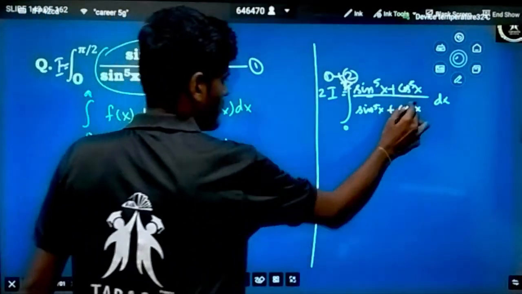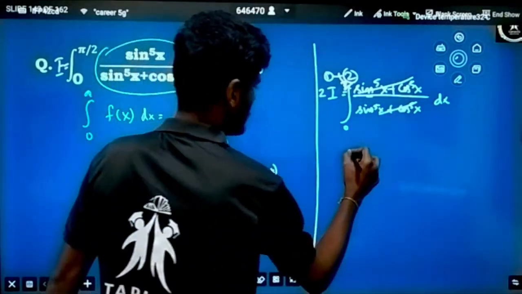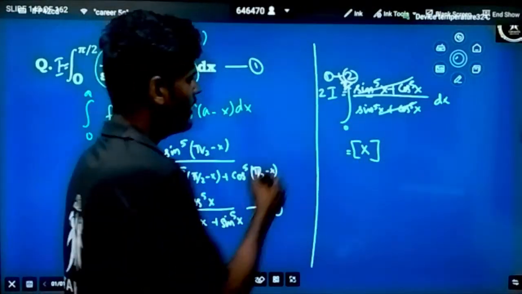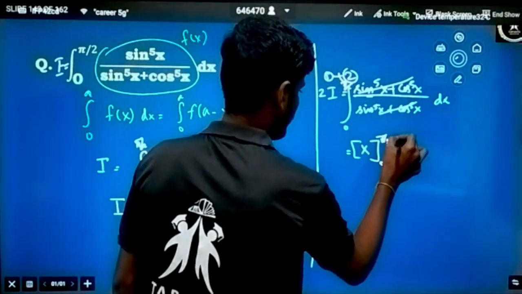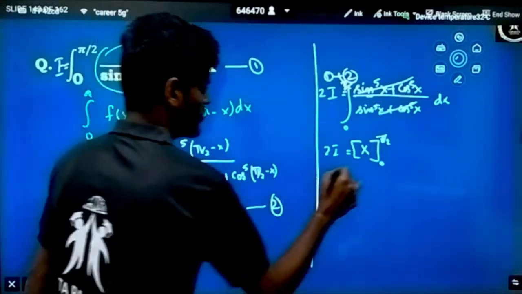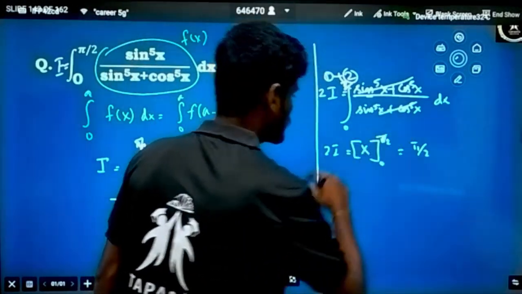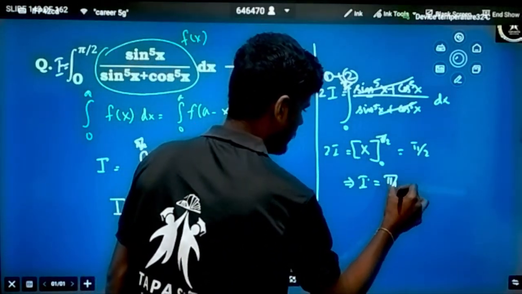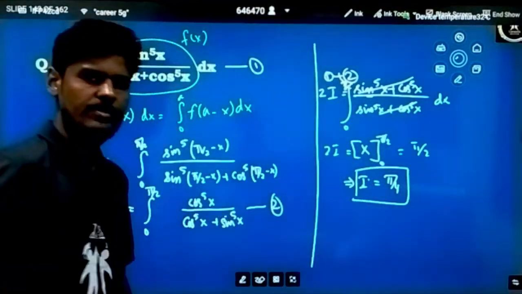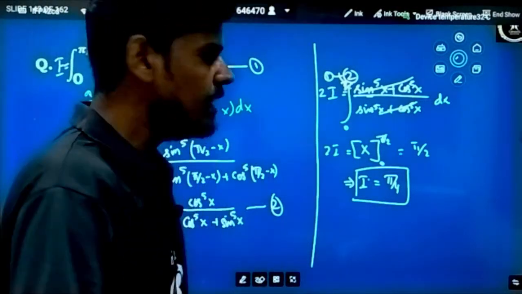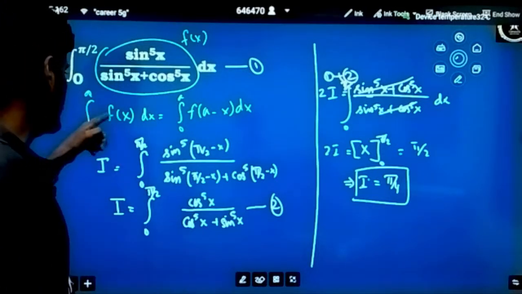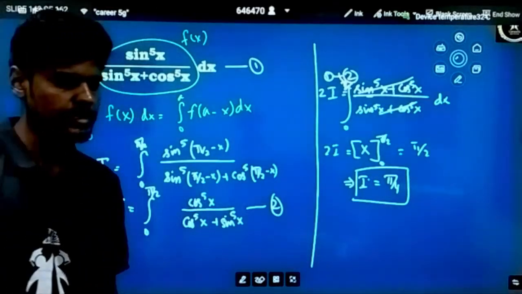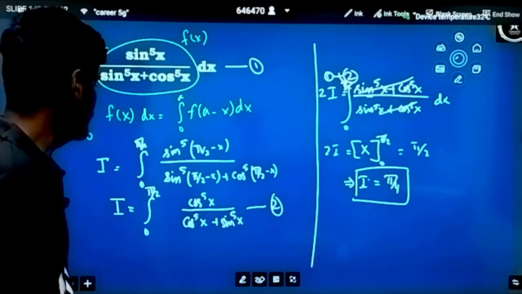Okay, now this numerator and denominator will get cancelled. This is nothing but the integral of dx, which is x. This is very, very easy to integrate now, and the limit is between 0 to pi by 2. The value is 2 times I, so this is nothing but pi by 2. As 2I is equal to pi by 2, what is the value of the integral? I is equal to pi by 4. That is it. It is much simpler now. What we did was use this property: the integral from 0 to a of f of x dx is equal to the integral from 0 to a of f of a minus x dx.